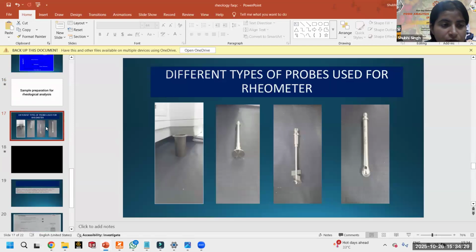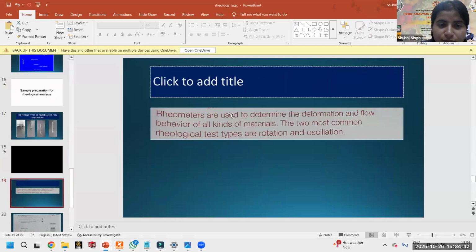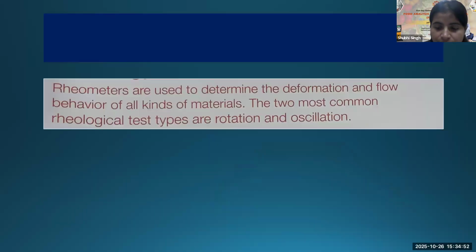So before starting the demonstration video, I want to show you there are different types of probes which are used for rheometer. The rheometer is a machine, and rheometers are used to determine the deformation and flow behavior of all kinds of material. The two most common rheological test types are rotation and oscillation.